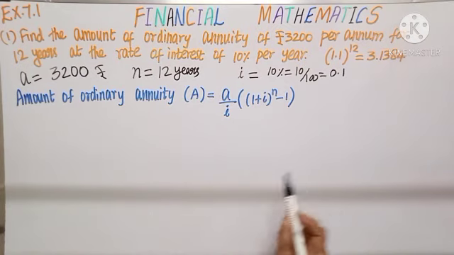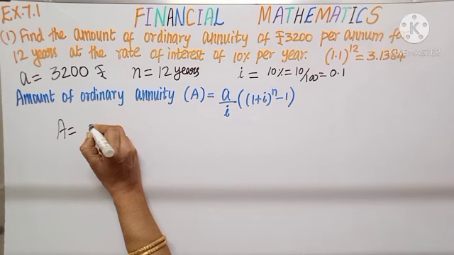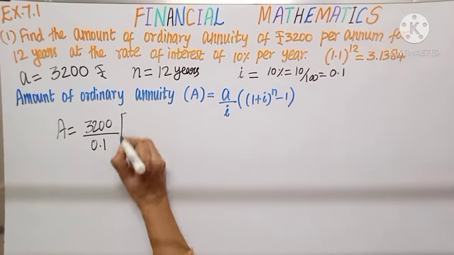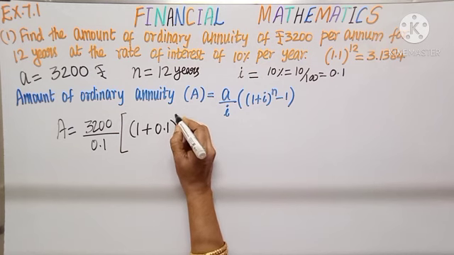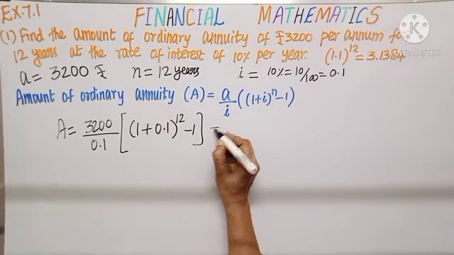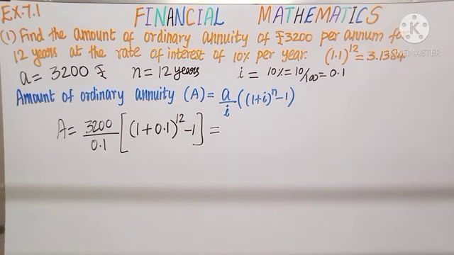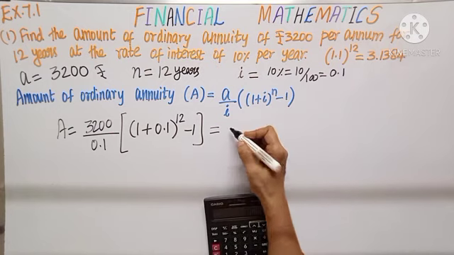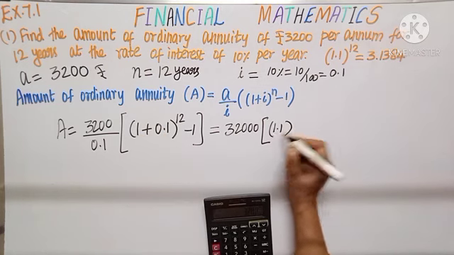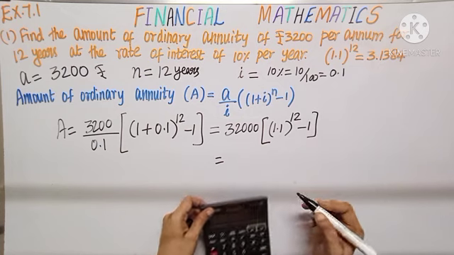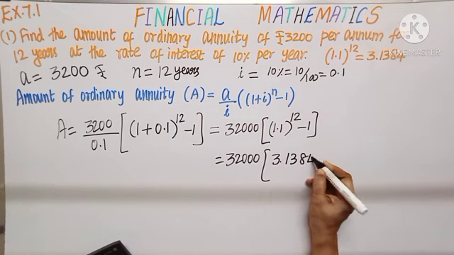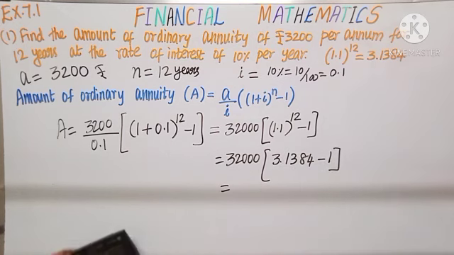As we know A, I, n, let us substitute in the formula. A equals 3,200 divided by 0.1 into 1 plus 0.1 the whole power n, what is n here? n is 12, minus 1. As we check, 3,200 by 0.1 is 32,000 into 1 plus 0.1 is 1.1 whole power 12 minus 1. What is 1.1 whole power 12? They have given in the question, 3.1384. So we just substitute from the question.